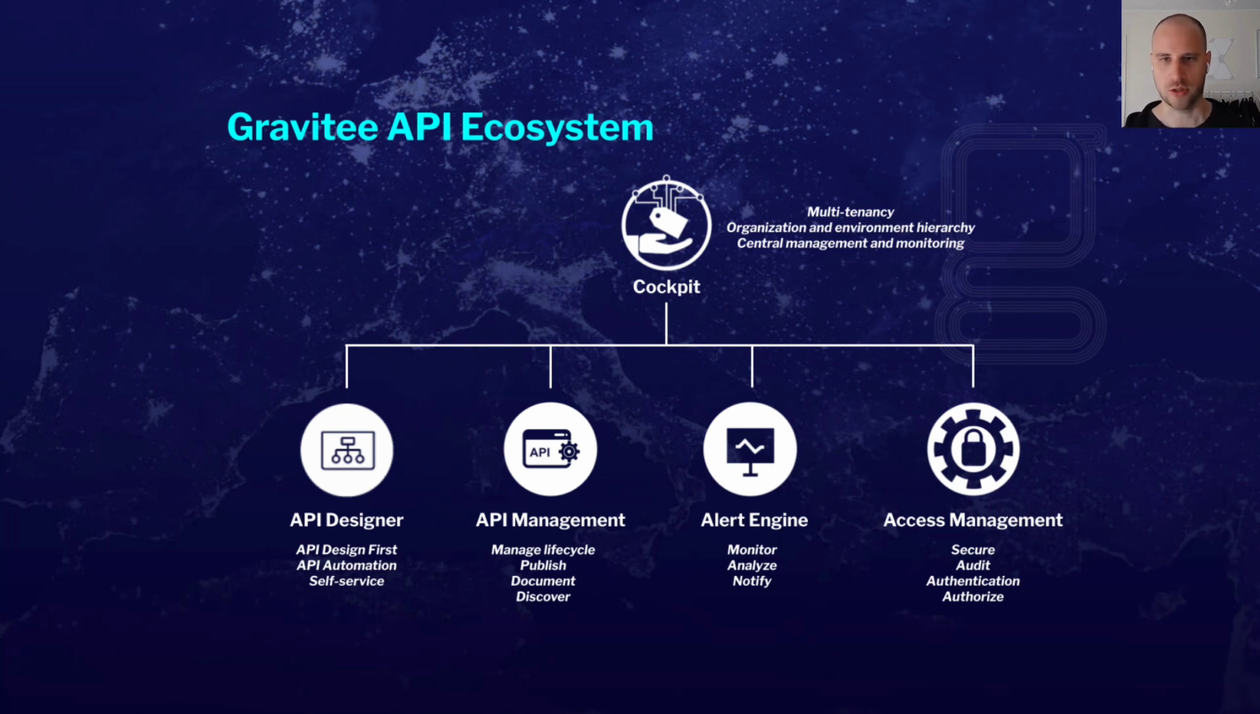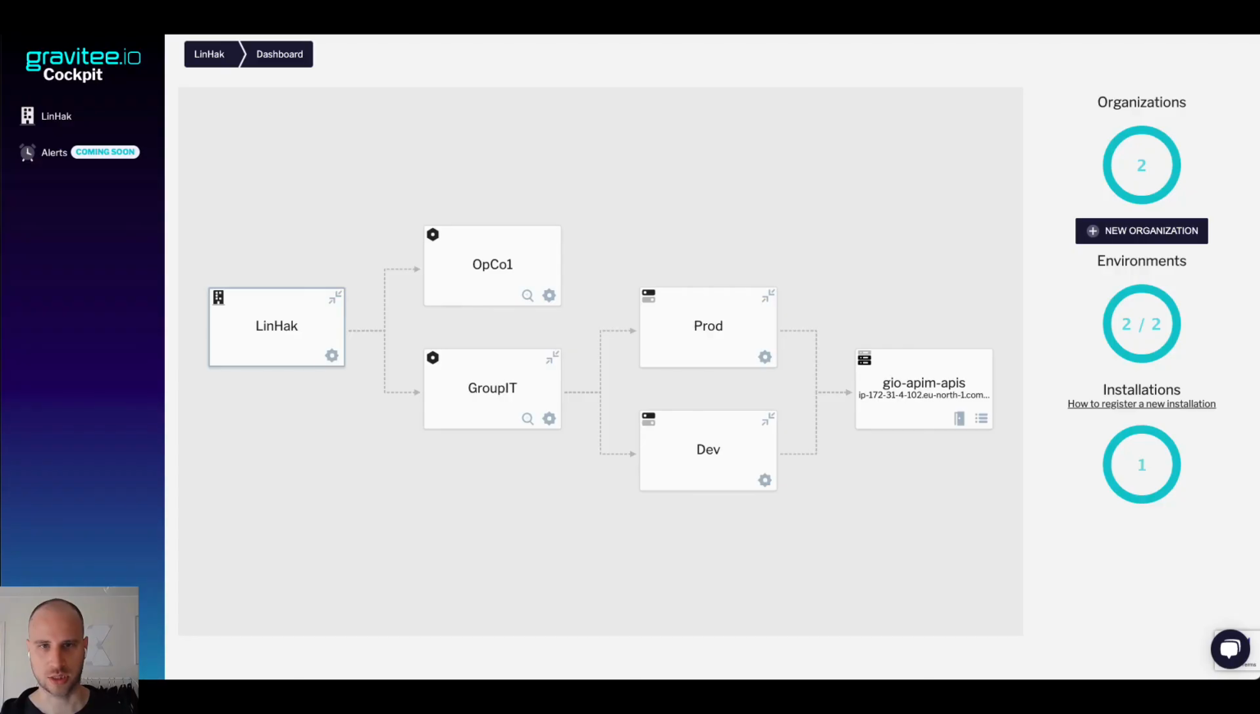And we've seen now how we can use the access management component to add another layer of security on top of our APIs. The cockpit is a component that basically sits on top of all other components. It's used to provide a single pane of glass for monitoring and controlling our entire Gravitee installation base. So let's go and explore what the cockpit looks like.